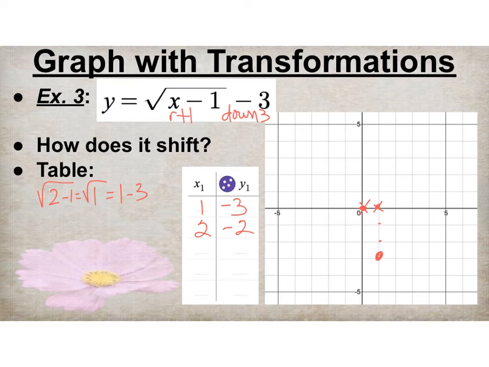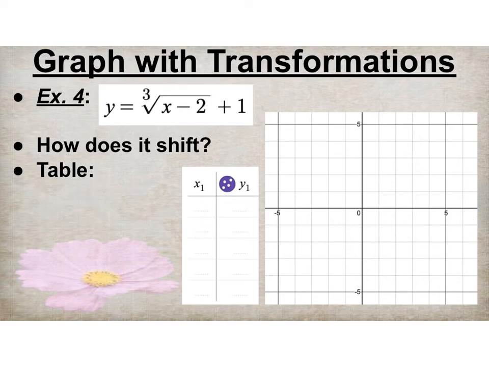3 is not helpful, 4 is not helpful, 5 would be helpful. So if I have the square root of 5 minus 1, that's the square root of 4. That's 2 minus 3 for a negative 1. So I'm going to plot 2, negative 2, and 5, negative 1. And it looks like my parent graph, but shifted to the right 1, down 3.